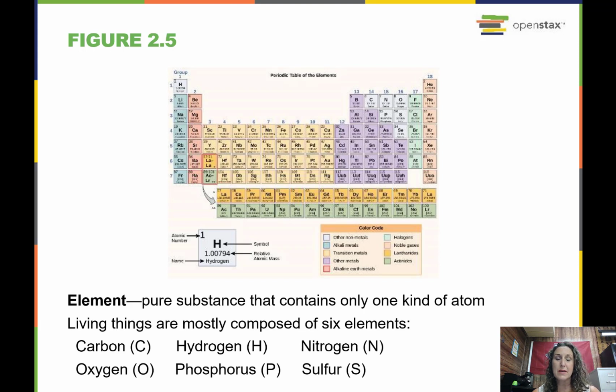This is a periodic table full of elements, which are pure substances that contain only one type of atom. And living things are composed of CHNOPS, or carbon, hydrogen, nitrogen, oxygen, phosphorus, and sulfur. So those will be the ones that we'll be focusing on in biology class.